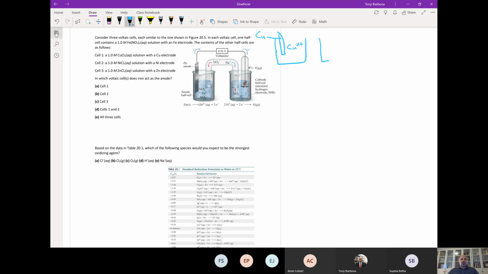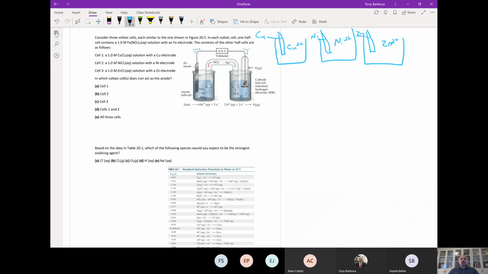Second one, nickel. We have nickel 2+ ions in solution. And the last one, right, is the zinc, and zinc 2+ ions in solution.